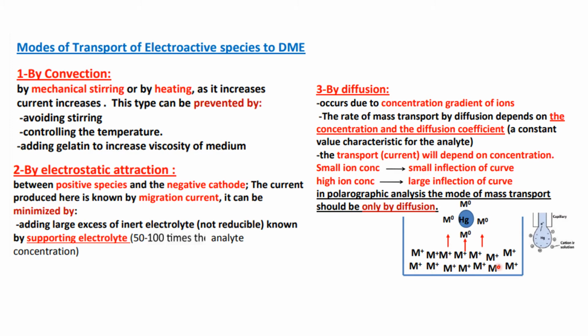That is M plus ion. Suppose you have a general representation for an electroactive species M plus, which moves towards the dropping mercury electrode and gets reduced. When you consider the concentration of M plus ion, it is higher on this side and lower on this side. That leads to a concentration gradient, and that leads to a current flow. So these are the modes of transport of electroactive species, and some of the extra points that you need to understand regarding polarography.